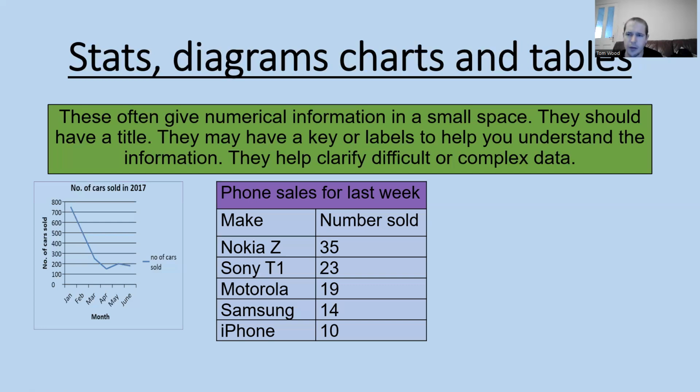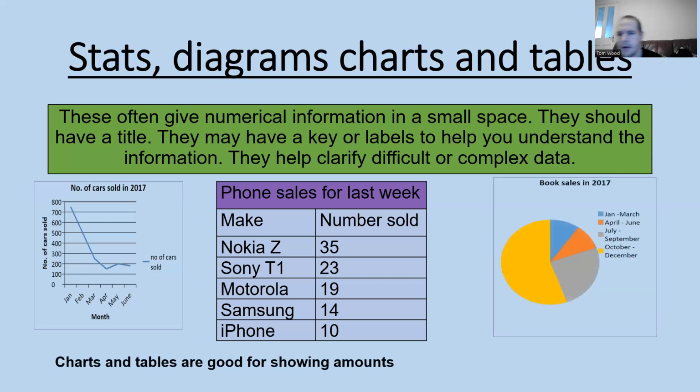Again, if you imagined this just being written out, that would be a difficult thing to say. It would have to say, we had a lot of sales in the shop last week. We sold 35 Nokia Zs. We sold 23 Sony T1s. We sold 19 Motorola. Again, it's going to be very, very long and boring to read. So we want to captivate, and we want people to immediately see what we're talking about. So they're good for showing the amounts of things.